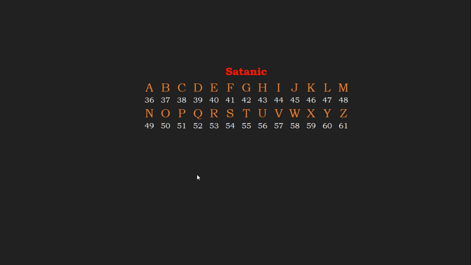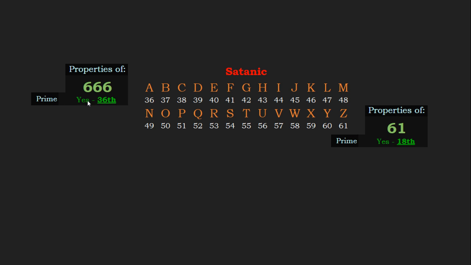Another gematria cipher that's very significant is called Satanic gematria. Of course, in the book of Revelation, it's revealed that the number of the beast is 666. 666 has a unique mathematical property in that it's a triangular number. I did make a mistake and put prime, but this is wrong. This is actually the 36th triangular number. If you add every number 1 through 36, the sum is 666.